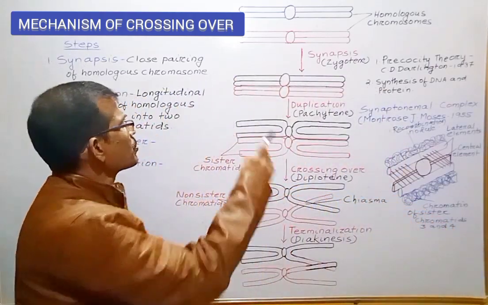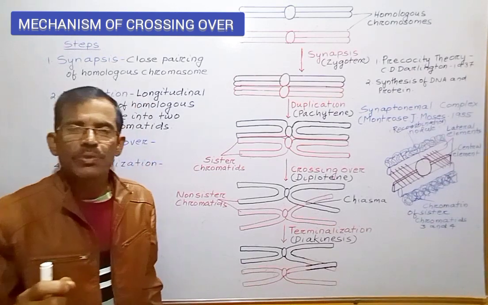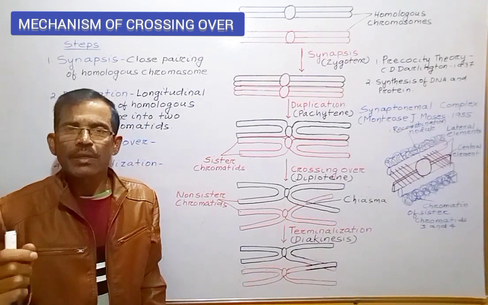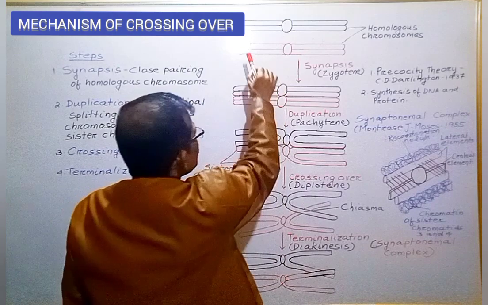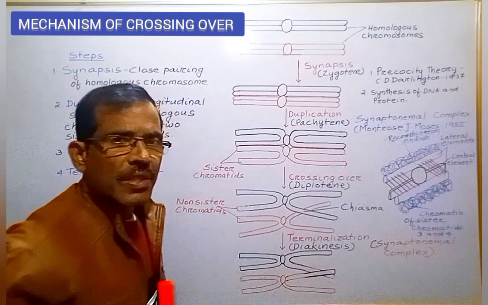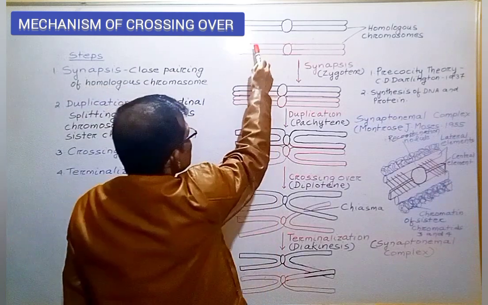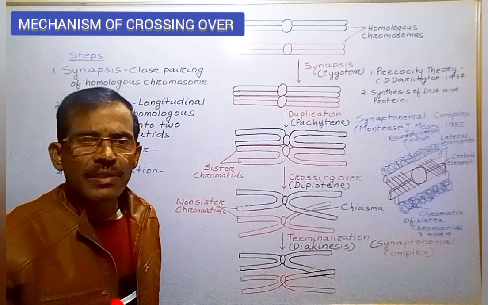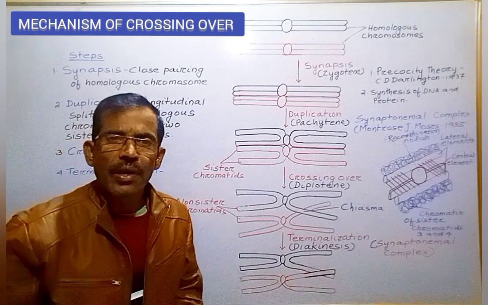Step 1 is synapsis. Synapsis is the close pairing between homologous chromosomes. It occurs during the zygotene substage of meiotic prophase 1. In this figure, these are two homologous chromosomes. Each homologous chromosome consists of two sister chromatids. Crossing over always takes place between non-sister chromatids. The chromatids of these two homologous chromosomes are related as non-sister chromatids. But the sister chromatids never exchange genetic material during crossing over.